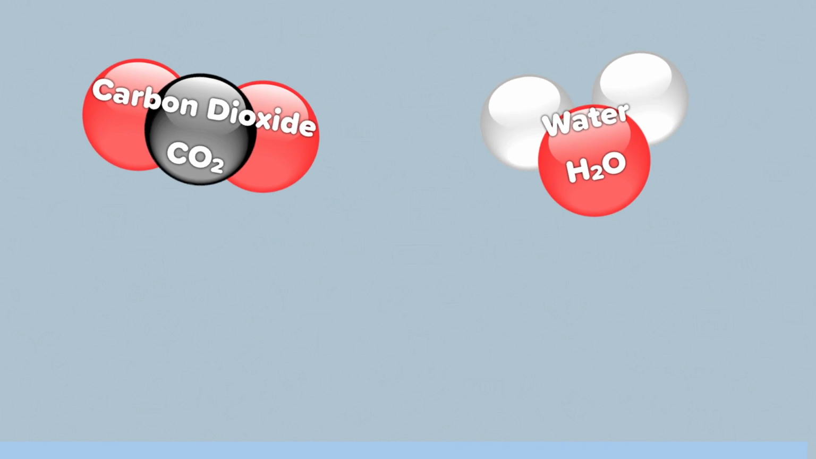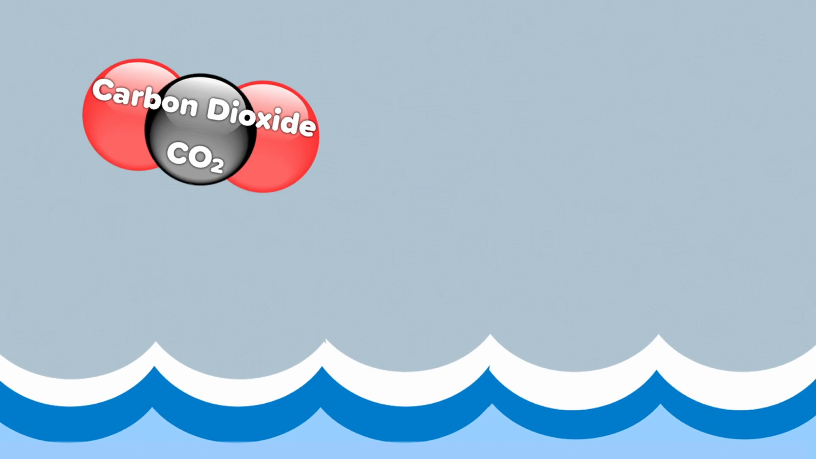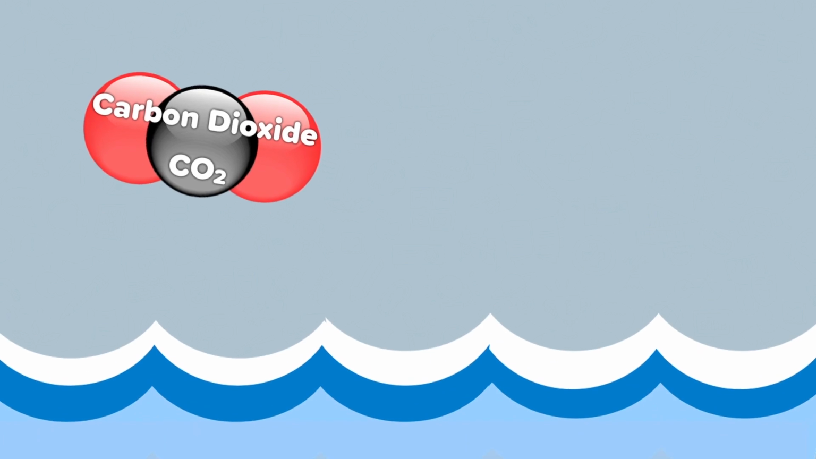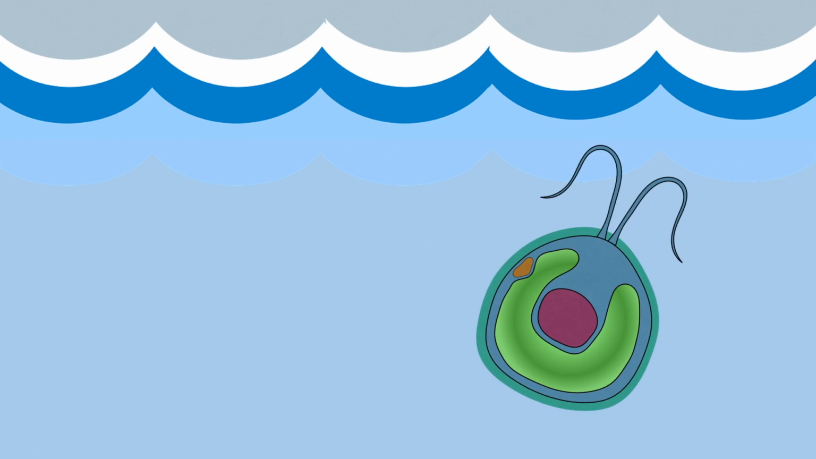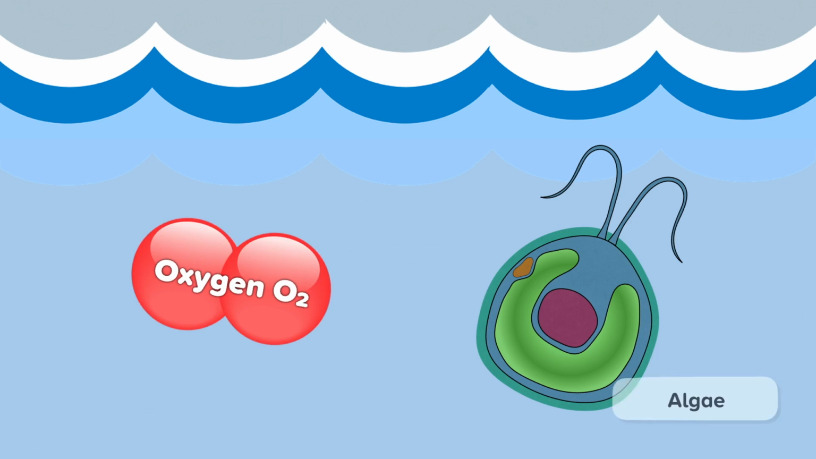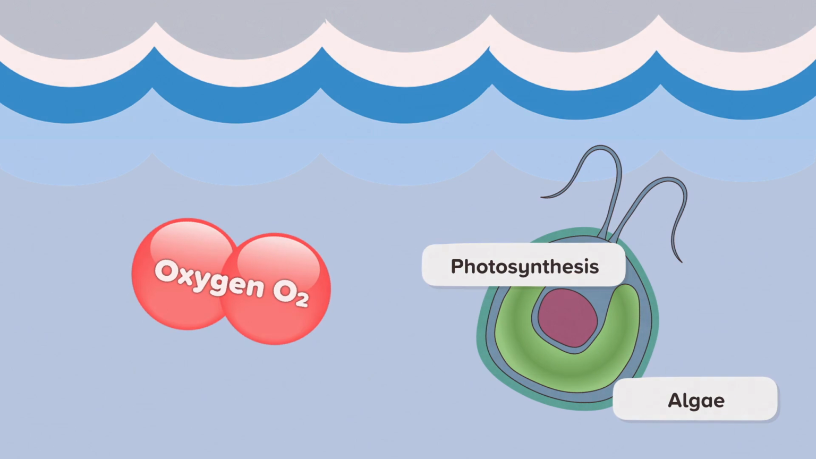Over time, the atmosphere of the Earth changed. Water vapour condensed from gas to liquid and formed the oceans. Carbon dioxide dissolved into the oceans. This reduced the amount of carbon dioxide in the atmosphere. Algae are a simple type of plant. Plants complete the process called photosynthesis. Photosynthesis releases oxygen as a waste product. Over time, this increased the amount of oxygen in the atmosphere.